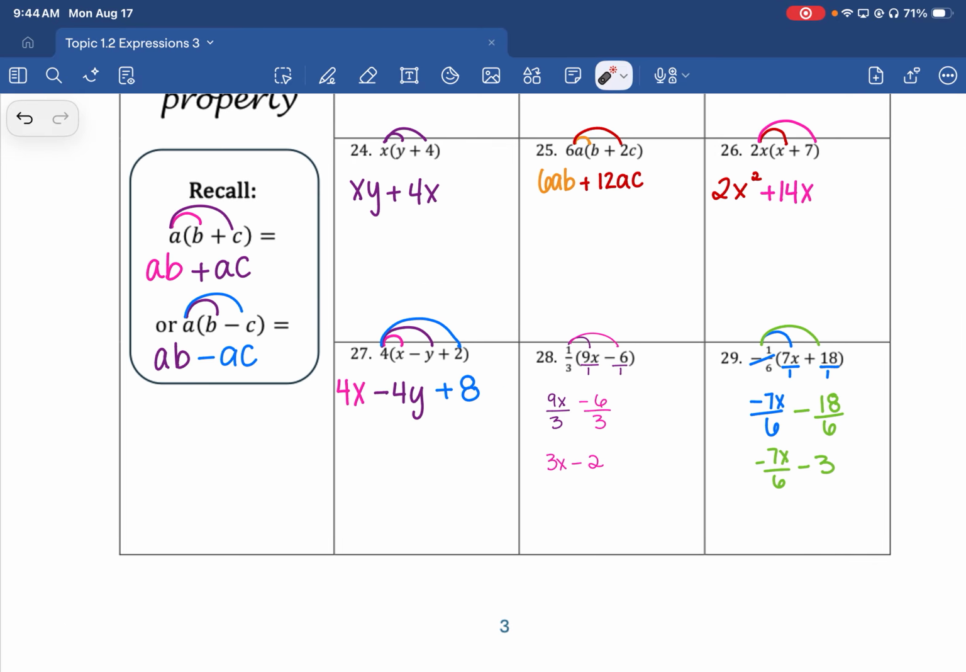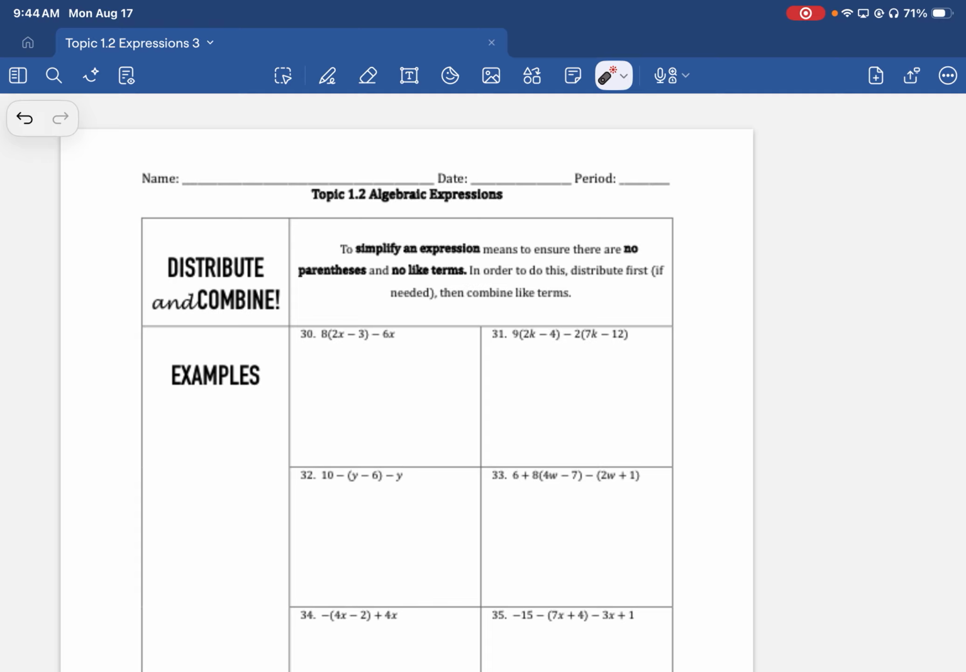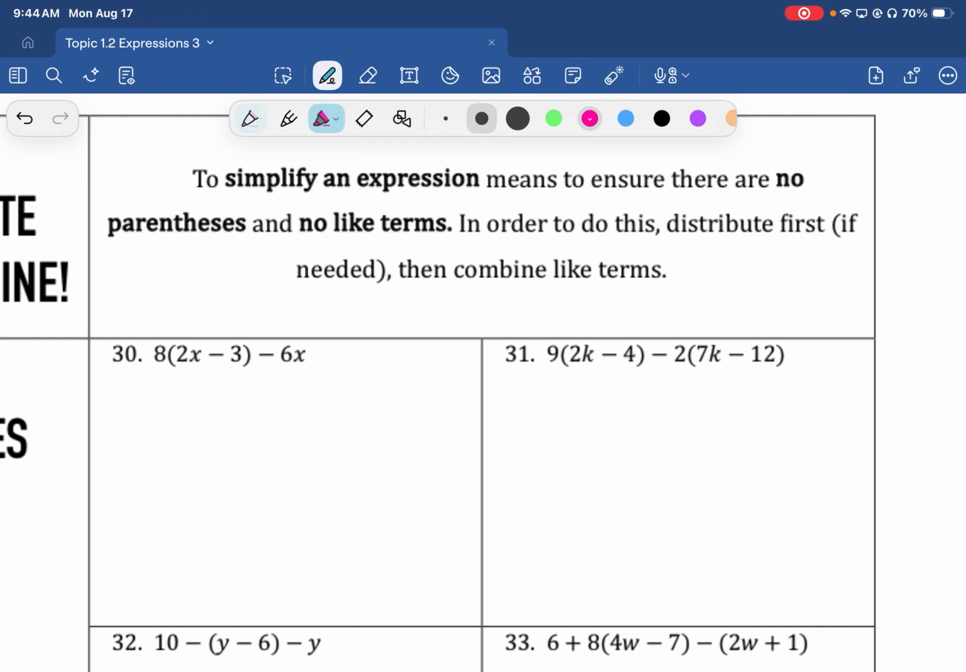The last thing we're going to look at today is distributing and combining like terms. So it is just combining the things we've done so far, okay? Because some simplification problems have more than one step. So what I want us to do is go through the odds again, and we're going to talk about how to simplify an expression. Whenever you have to simplify, you are not only going to ensure that there are no like terms, but you also need to make sure there are no parentheses left. So in order to do that, you will distribute first, if you can, then combine like terms.